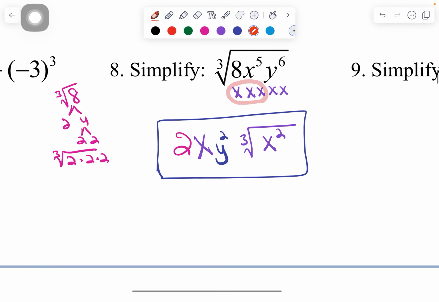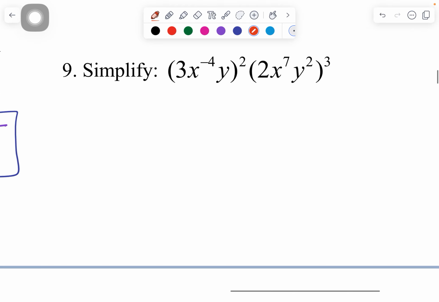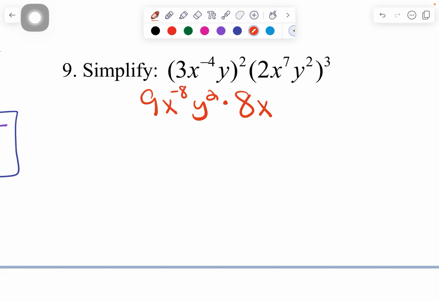And then I think this is the last one, number 9. We've got a couple of power rules and some product rules to deal with. So 3 squared makes 9, x to the negative 4 squared would be x to the negative 8th, and y to the first squared is y squared times. Times, people, times. There's no plus sign in this problem, so we can't add 1. 2 cubed makes 8. x to the 7th cubed is x to the 21st, and then y squared cubed is going to be y to the 6th.